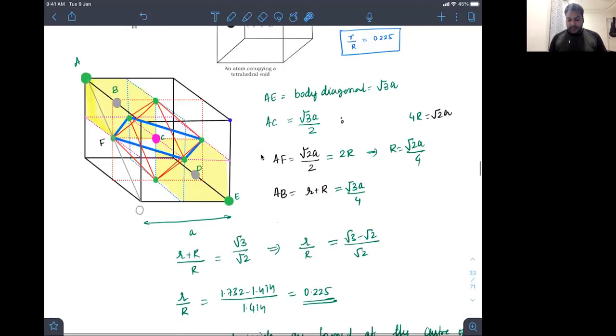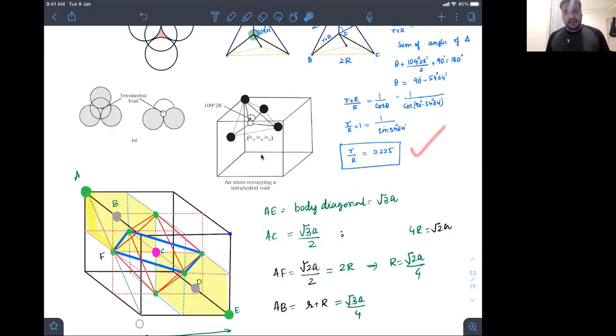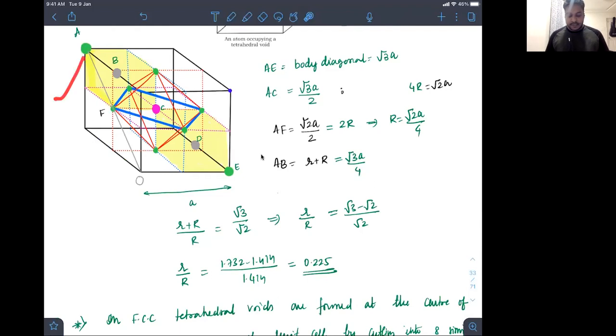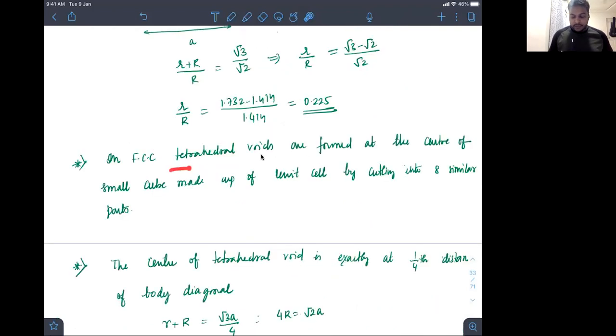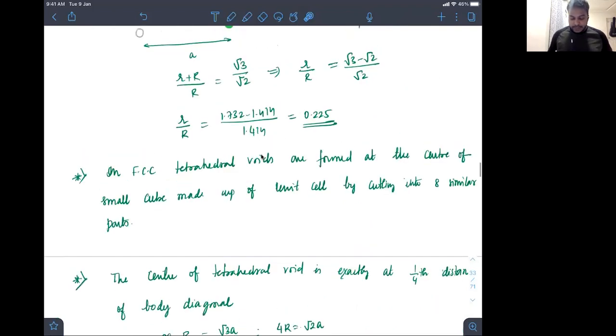So this is one way, with trigonometry: we are just using trigonometric ratios or trigonometric functions and trying to find out r by R. The other way is analyzing the FCC structure and trying to figure out r by R. Okay. So there are two important learnings we had today. One, in an FCC, the tetrahedral voids are formed at the center of this small cube made by the unit cell by cutting into 8 pieces.